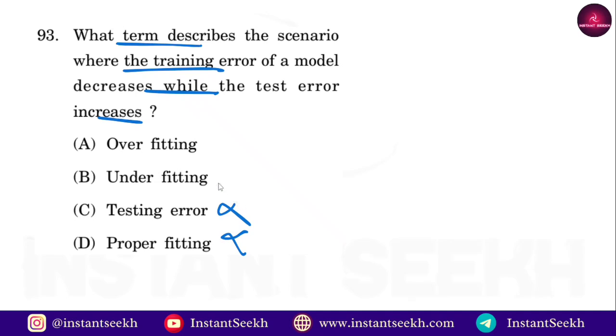Underfitting, both errors stay high. In underfitting, the model fails to learn the patterns. So this is also the wrong option. Your right and correct answer is overfitting. What happens in overfitting is the model memorizes training data but performs poorly on new or unseen data. That's why we are saying the training error of a model decreases while the test error increases. So your correct answer for this particular question is option A, that is overfitting.